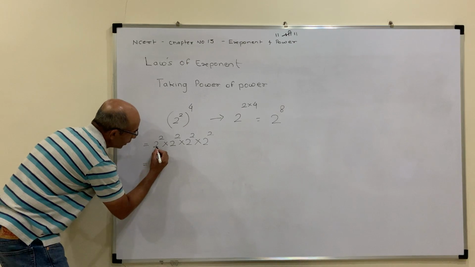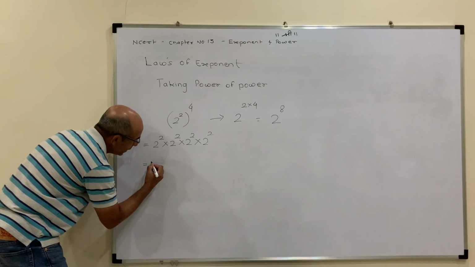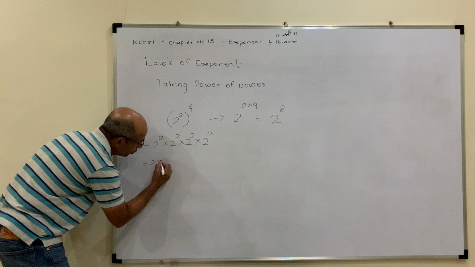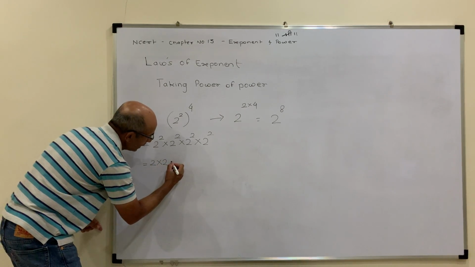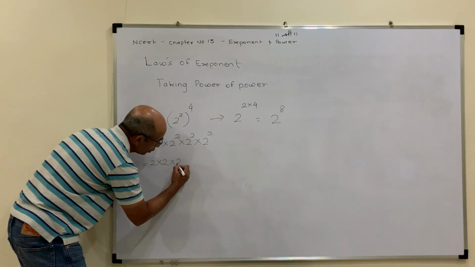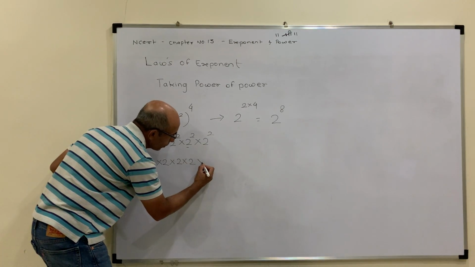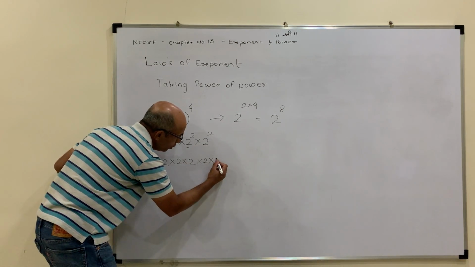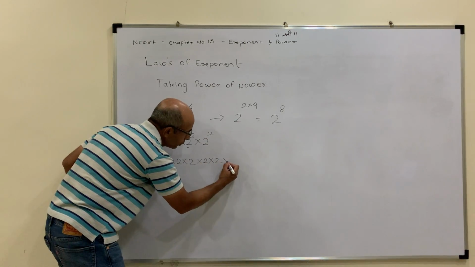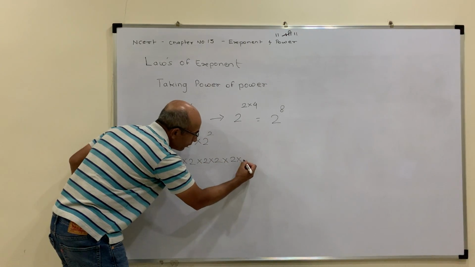So next, 2 raised to 2 comes out to be 2 into 2. Then again 2 square comes out to be 2 into 2. Again this 2 square comes out to be 2 into 2. Then the last 2 square comes out to be 2 into 2.